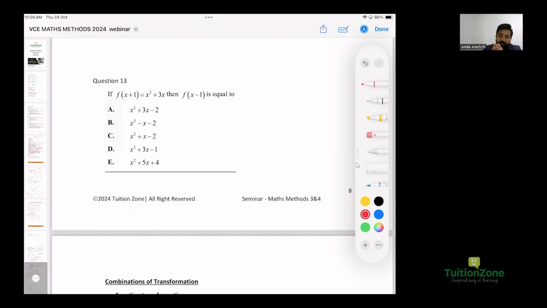What do you reckon? Since it's f of x plus 1, and you're trying to get f of x minus 1, you minus 2 from the first equation. Minus 2 from the first equation. You mean the x squared plus 3x minus 2? No. So everywhere there's an x, it's x minus 2. So everywhere x becomes x minus 2. Yes, it is.